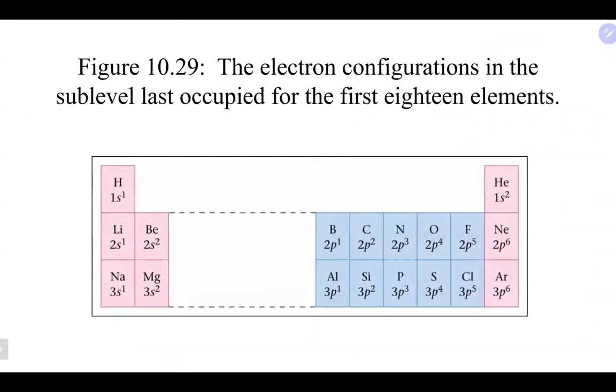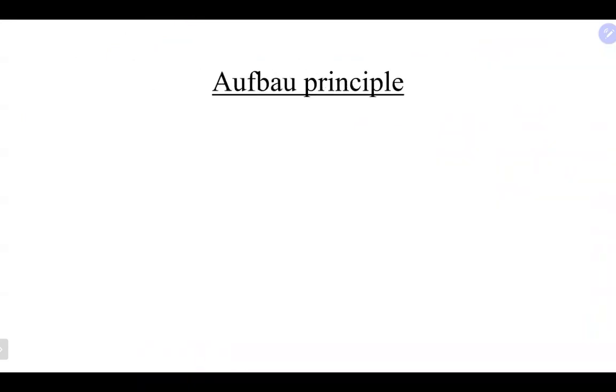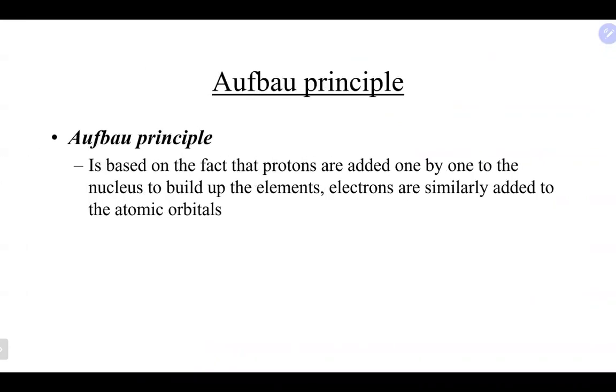All right. Now, the idea of the Aufbau principle is based on the idea that protons are basically added to the atom one at a time, and we add electrons really the same way. They're added one at a time to the atomic orbitals, lowest energy first, following a couple of other important rules that we talked about last time.